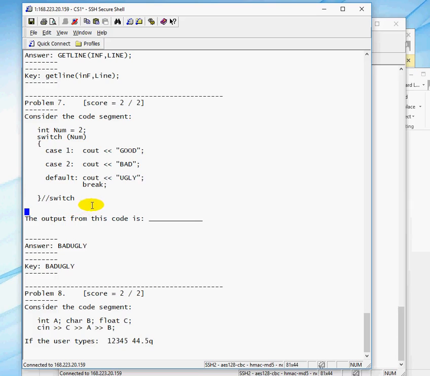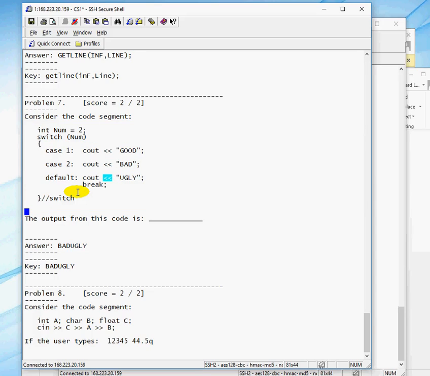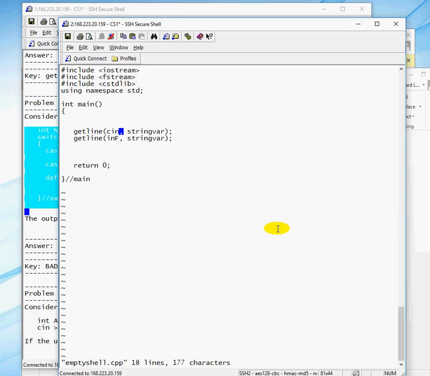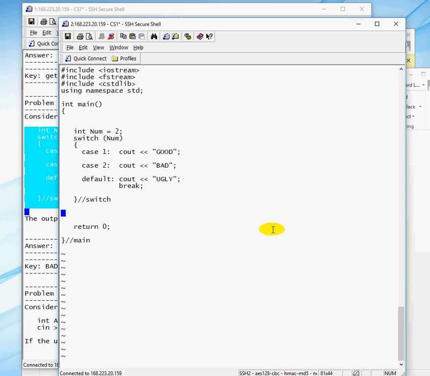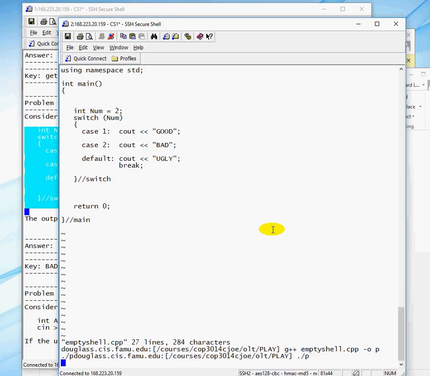All right? Now, there are times when some of y'all don't understand. You should understand this from the logical standpoint of how this works. But you can also verify what you think just by taking this code, sticking it into some program, and executing it to see what happens when you run it. You see you get bad and ugly coming out because of that. All right?